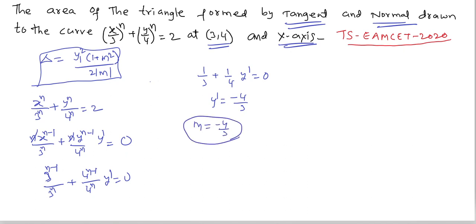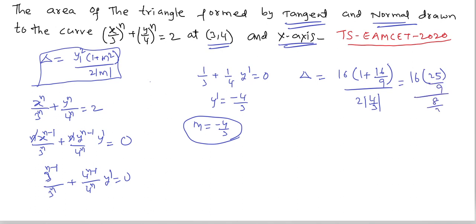And substituting in the formula, delta is equal to y1 square, that is 16, into 1 plus m square, that is 16 by 9, by 2 mod m, that is 2 into 4 by 3. That is equal to 16 into (9 plus 16), 25 by 9, by 8 by 3. 3 times cancelled, 8 two times cancelled. 2 into 25, that is 50 by 3 square units. This is the area of the triangle.